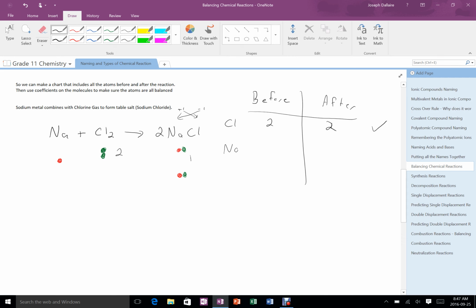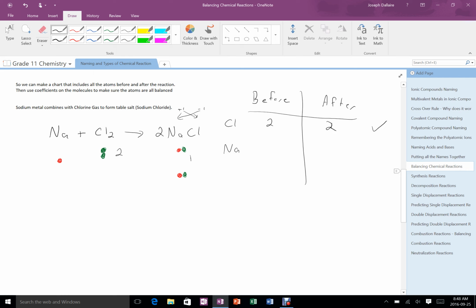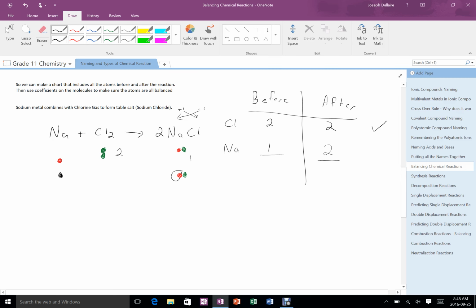But now, if I consider my sodium, I only have 1. Oh, what did I just do? There we go. I just have 1 before the reaction, and I have 2 after. So obviously this can't stand. Now this sodium atom is coming out of nothing. So that's pretty easy. I can just add another sodium over here. I don't have my red color, but you get the idea. I'll do it right.